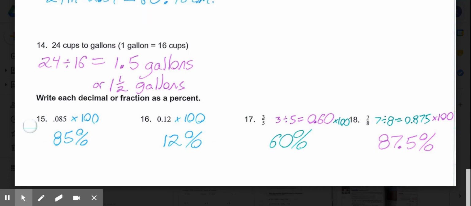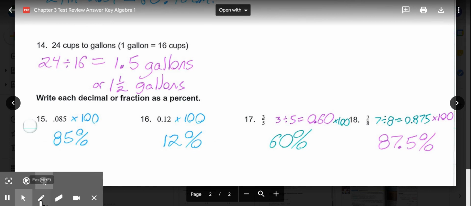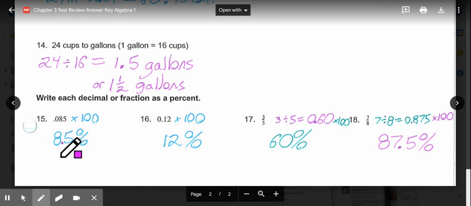And then on the bottom here, I apologize, the decimal point didn't show up well on that one, so I'll put it there. So on the bottom, 15 and 16 are converting a decimal to a percent. In any decimal to a percent, you're multiplying by 100 or moving the decimal point 2 spots to the right. So 0.85 multiplied by 100 is 8.5%. The next one would be 0.12 multiplied by 100. Move the decimal 2 spots to the right, and we have 12%.